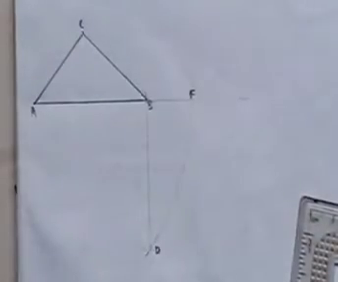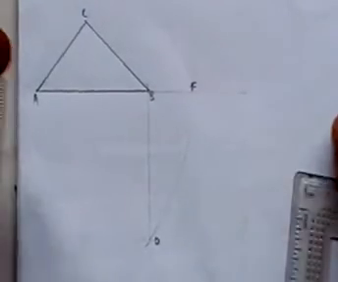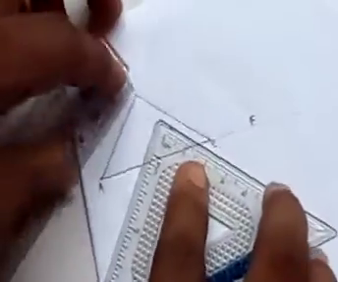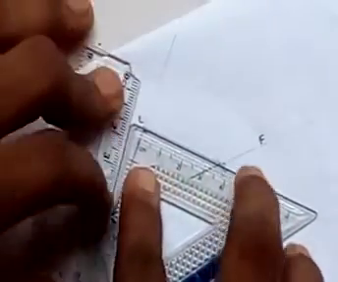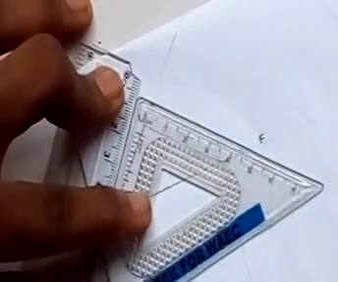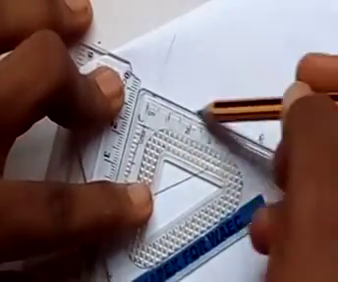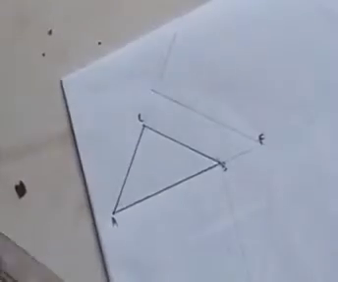Now the last stage is draw FG parallel to BC. So now you draw FG parallel to BC. Just put your set square at BC and draw a line parallel to it passing through F. So this line will pass through F. So when you get to F, I'll stop. Now it has gotten to F, so I'll draw a straight line. So now this will be the lines.